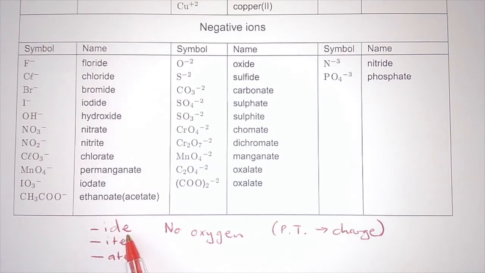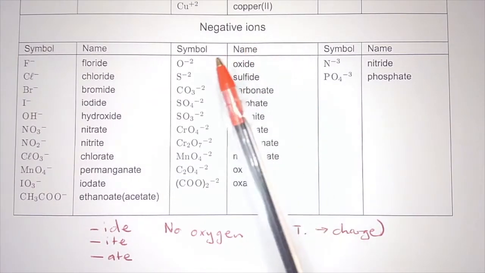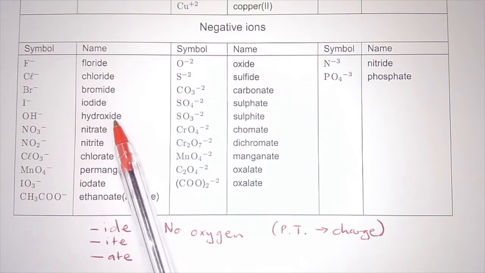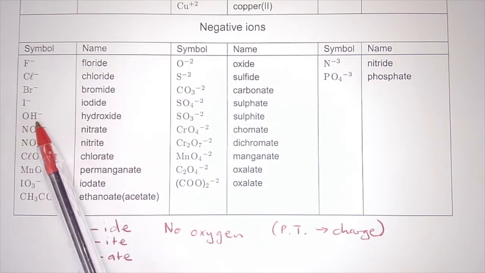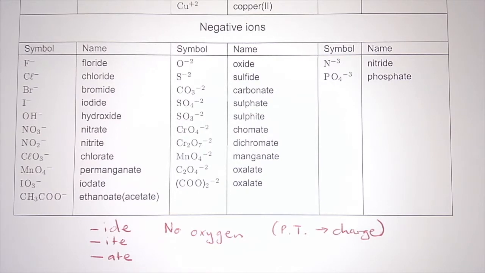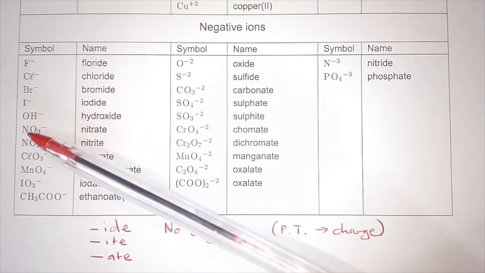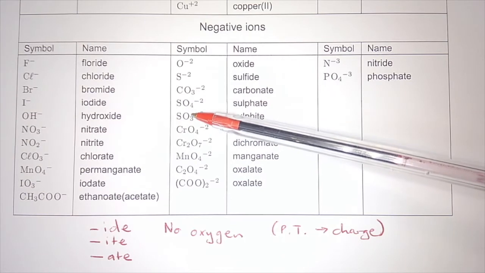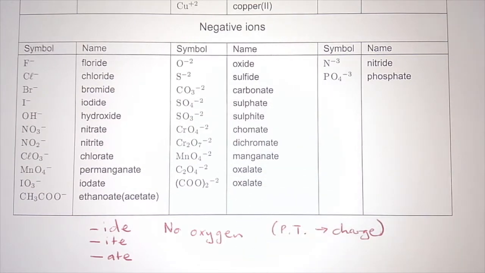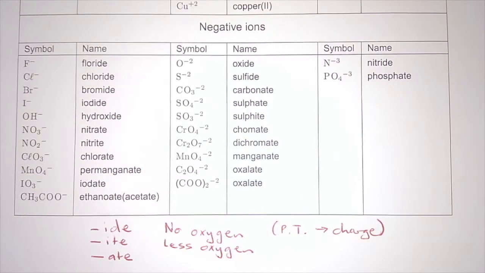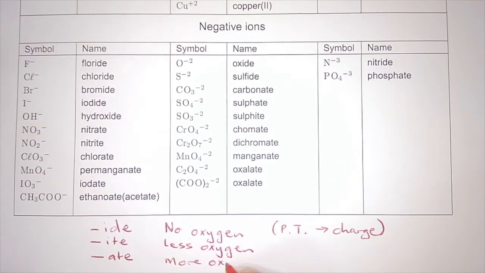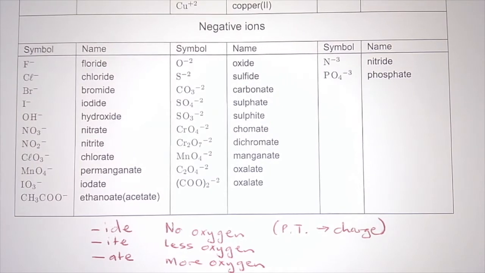So when it ends in "ide", no oxygen except oxide itself, and also hydroxide, which has obviously got oxygen in there. Then "ite" and "ate" both have oxygen. What is the difference between "ite" and "ate"? Nitrite, NO2, nitrate, NO3. Sulfite, SO3, sulfate, SO4. So here you'll see "ite" and "ate" have both got oxygen, but "ite" will have less oxygen and "ate" will have more oxygen. So you still have to learn them, but this will help you not to mix them up.